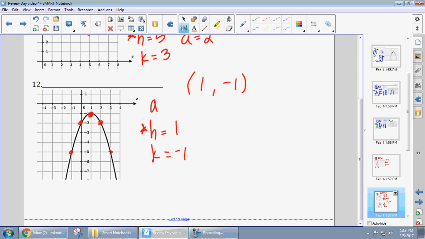So that matches. The only thing that changed with my A is I'm opening down, so it's going to be a -1 for my A. So for this equation, y equals -1 times (x - 1) squared - 1, using the opposite of h.